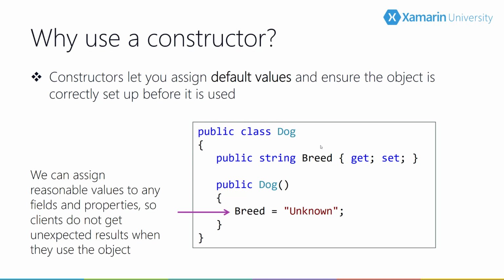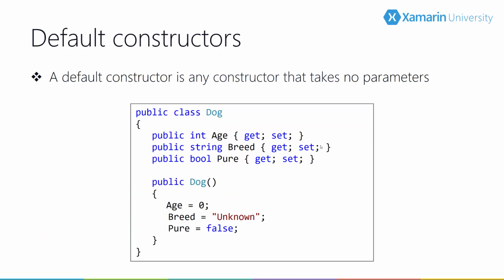Now, there are different types of constructors. The first is called a default constructor. By definition, a default constructor is a constructor that has no parameters. As you can see here, our constructor has no parameters, but we're doing some basic assignments. We're saying age equals 0, breed equals unknown, and pure equals false. We're assigning some values to these fields and properties so that when the caller uses this, they have appropriate values.